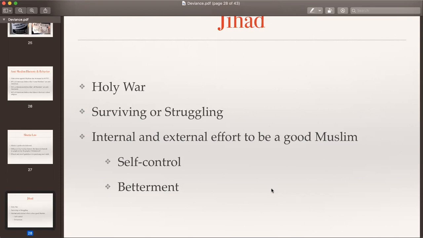This idea of how do you become a better person? How do you subscribe to the doctrine? How do you live a good moral life? And at times, we are going to have this internal struggle, this internal jihad, this internal war within ourselves, where we want to do A, B, and C, but our faith tells us you have to do X, Y, and Z.